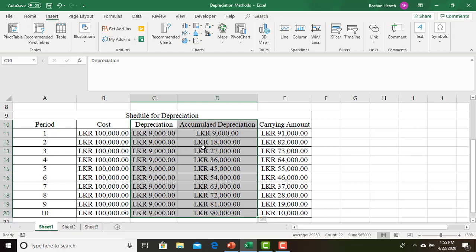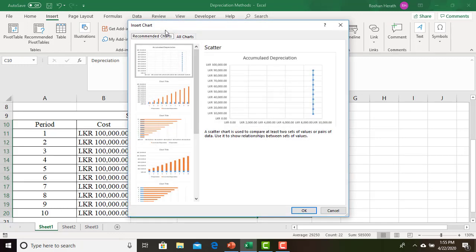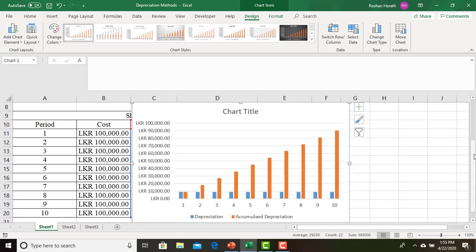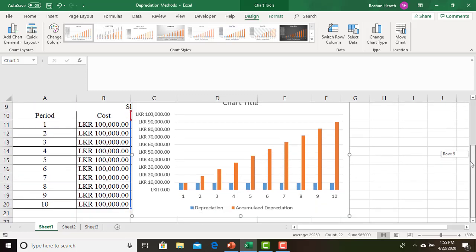Now what I'm going to do is apply a particular chart. So let me take recommended charts. In the recommended charts, I might select a chart that is suitable for me. It seems that chart number 2 is helpful in understanding this particular scenario. So let me take the clustered columns, and let me say okay.